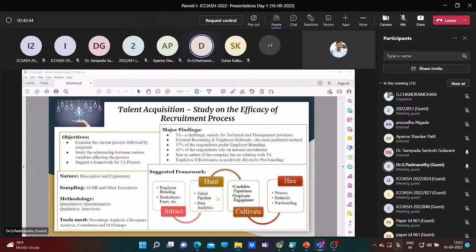This study is an attempt to understand the talent acquisition strategy followed by companies in the present scenario, and also to identify the best practices that can help them get the best talent.